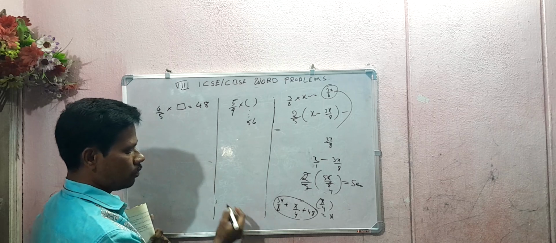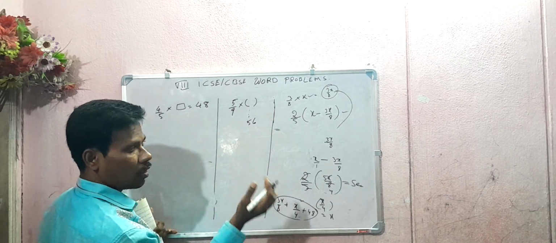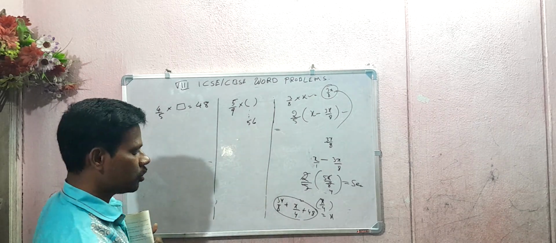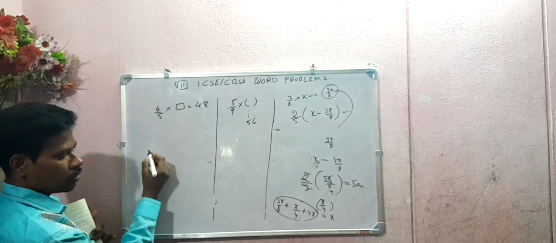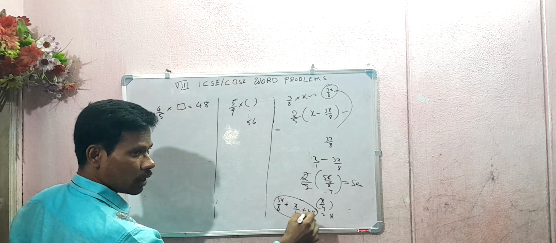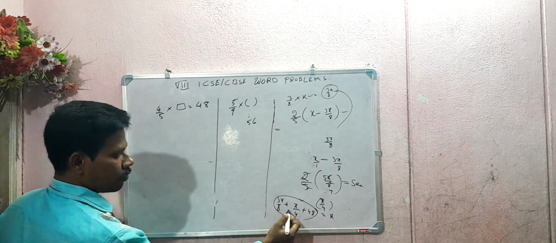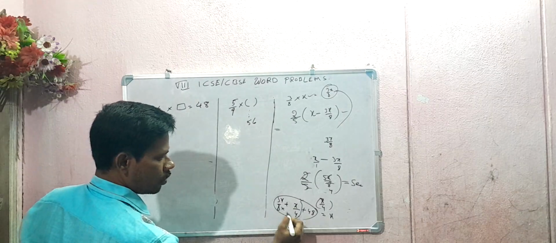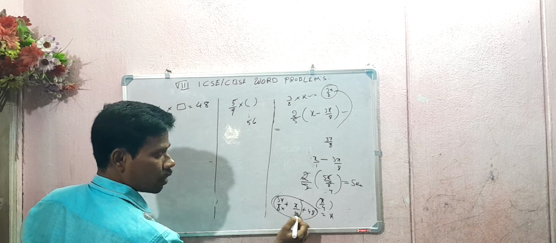How to solve this problem? First bring all variables to one side, all constants to another side. I will do it for you. So I want to bring all variables to one side and all numbers to the other side. So first let us do this one. Here the LCM for these two is 8.